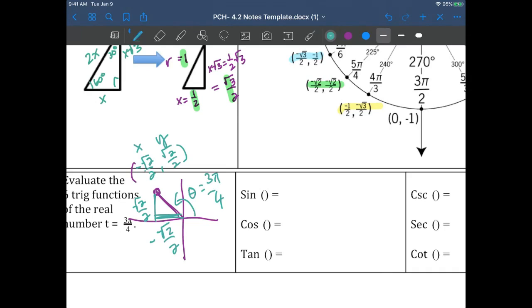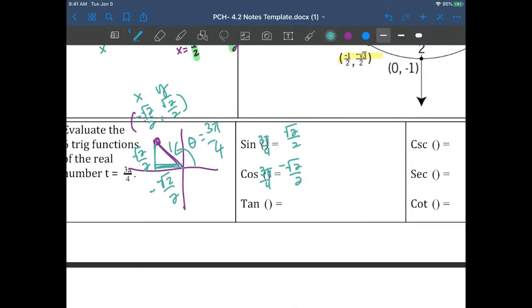So the sine of 3 pi over 4 is just the y value, root 2 over 2. Oh, my radius is 1. Okay. The cosine of 3 pi over 4 would be root 2 over 2, but to the left, so it's going to be negative. The tangent would be these two divided, so root 2 over 2 divided by negative root 2 over 2. So that would be -1. And this is 3 pi over 4.